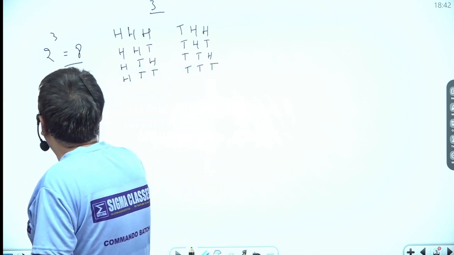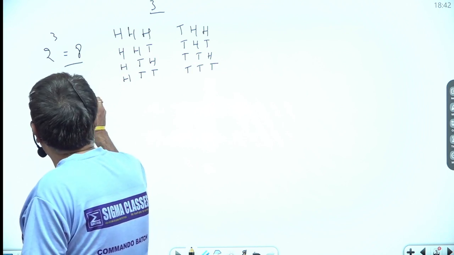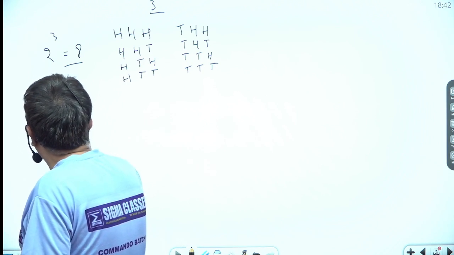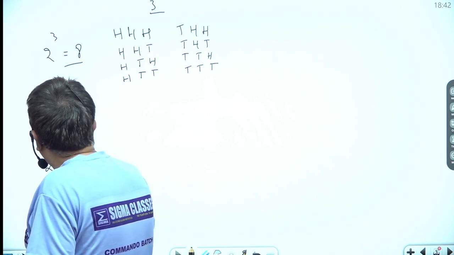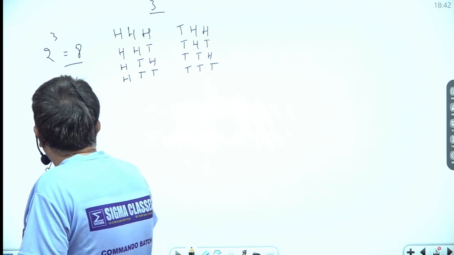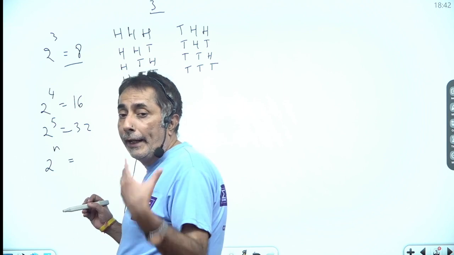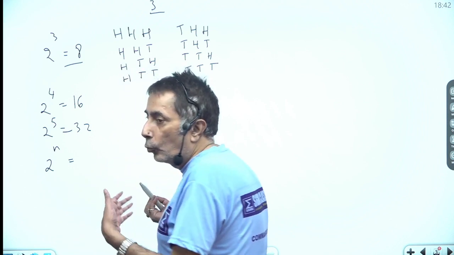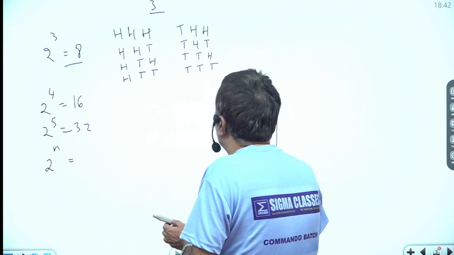Similarly, when you toss a coin 4 times, you have 16. You toss a coin 5 times, 32. So immediately you get 2 raised to power n is the sample set if you toss a coin n number of times. Now this is as far as coin is concerned. What is the other probability which we come across?